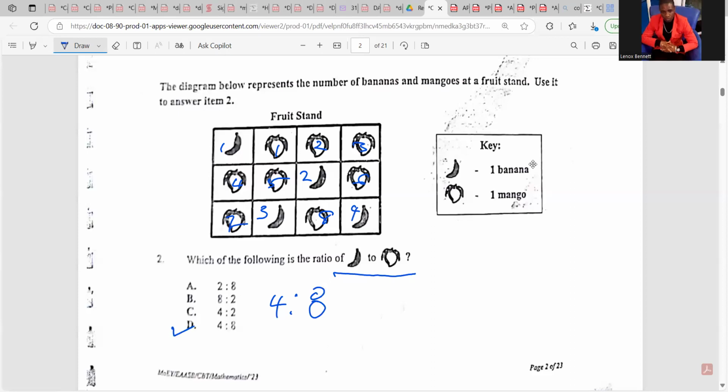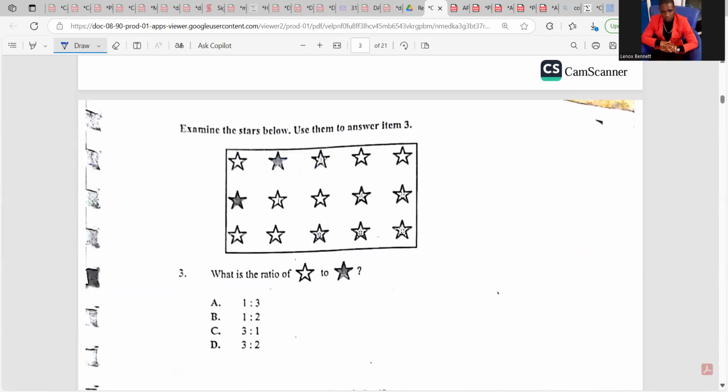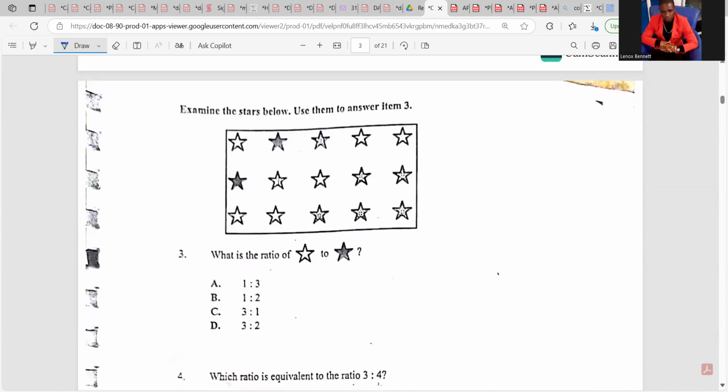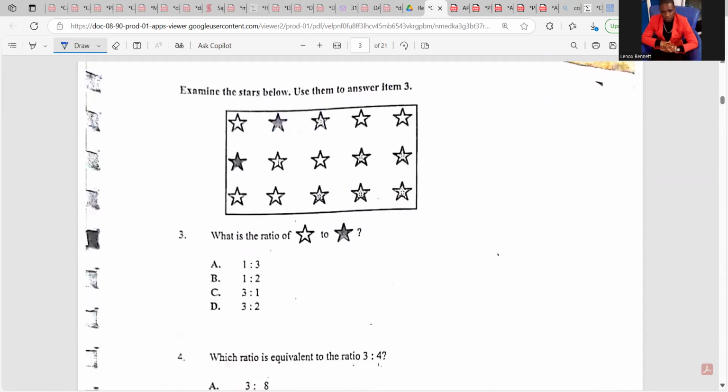So guys, ratio is a very popular topic with the curriculum. Very popular. See, once you can do ratio, I think you will do excellent in the exam itself because they seem to love giving ratio.